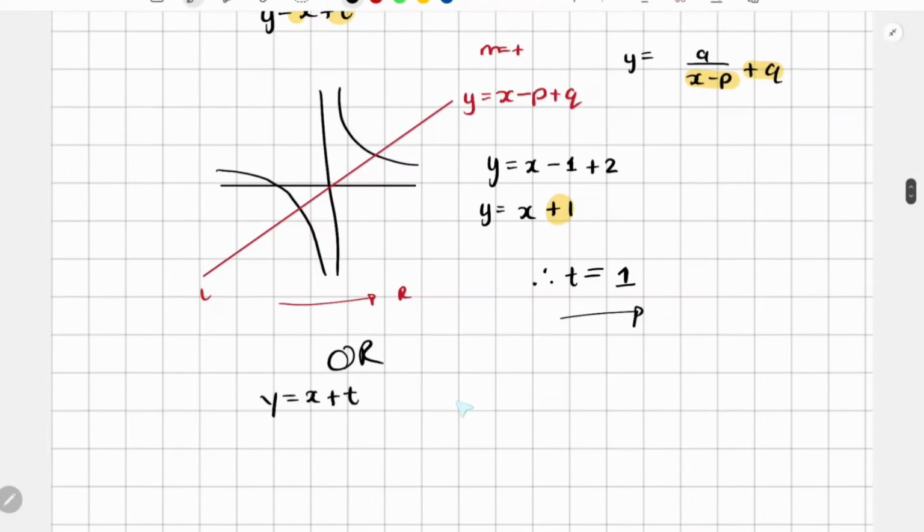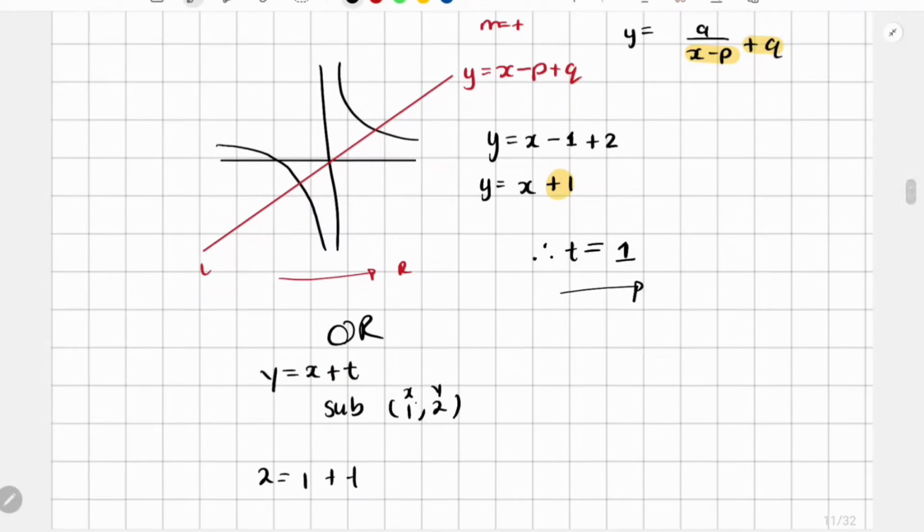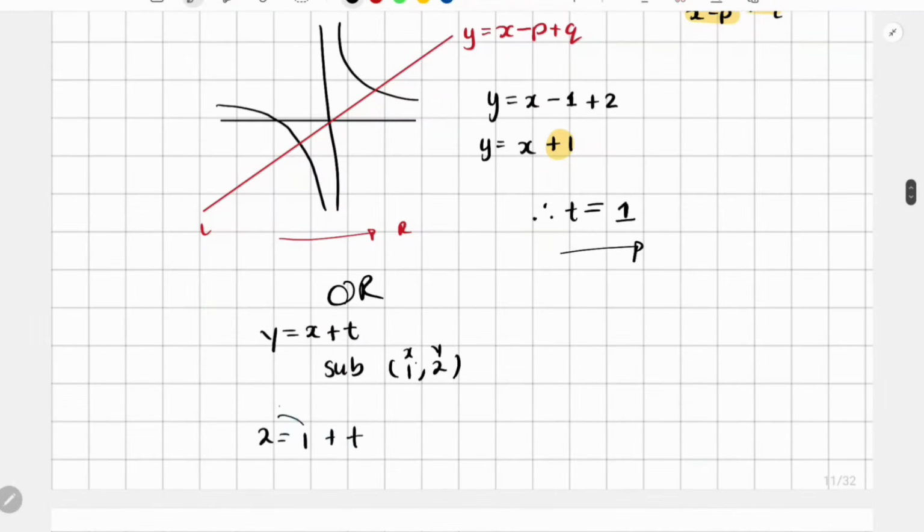We have 1 and 2, which we're going to substitute into this equation as the x and y values. So that would be 2 is equal to 1 plus t, and then you just take the 1 over, and you'd get that 2 minus 1 is equal to t, and therefore t is equal to 1. So there is an alternative way of substituting, and here you're definitely going to get your mark, first of all, for substituting those 2 points and for your answer of t.